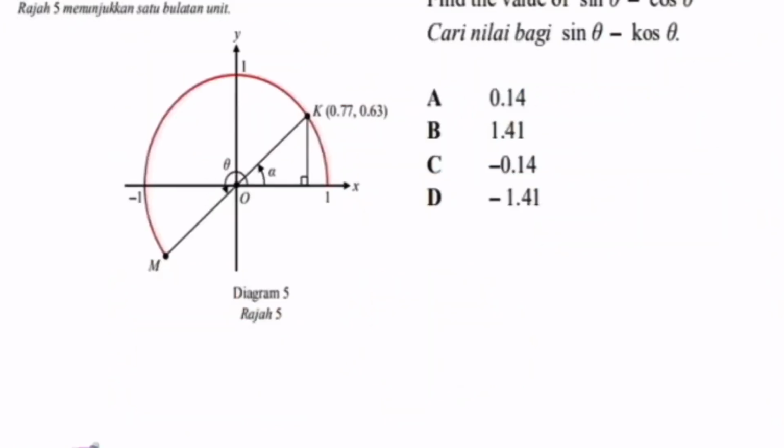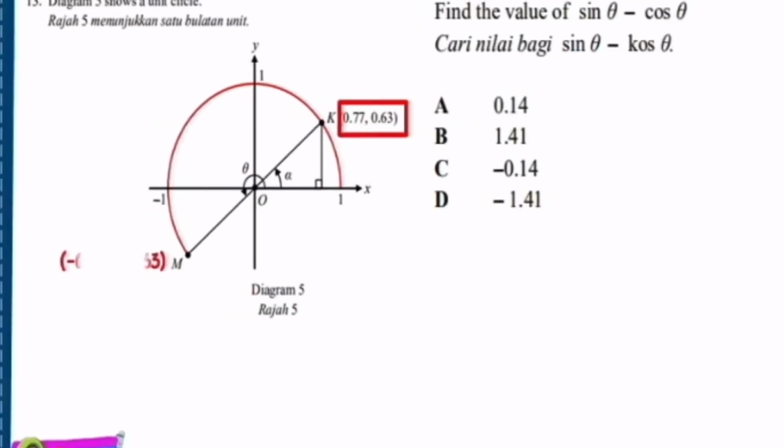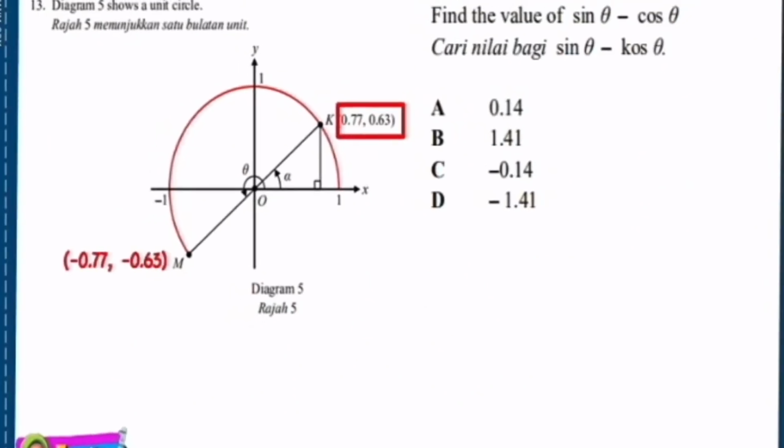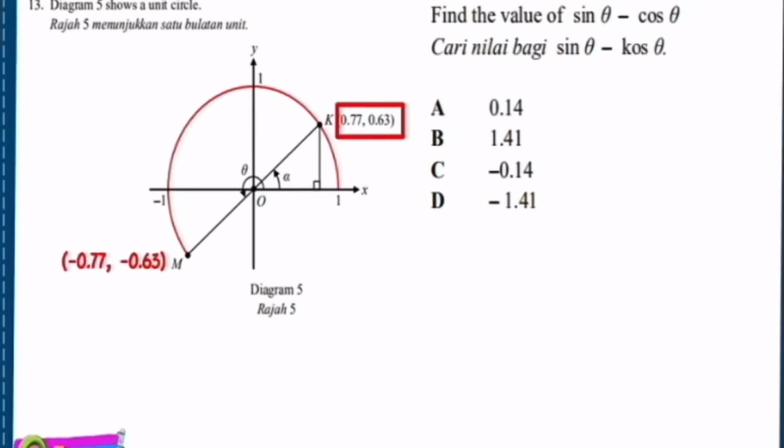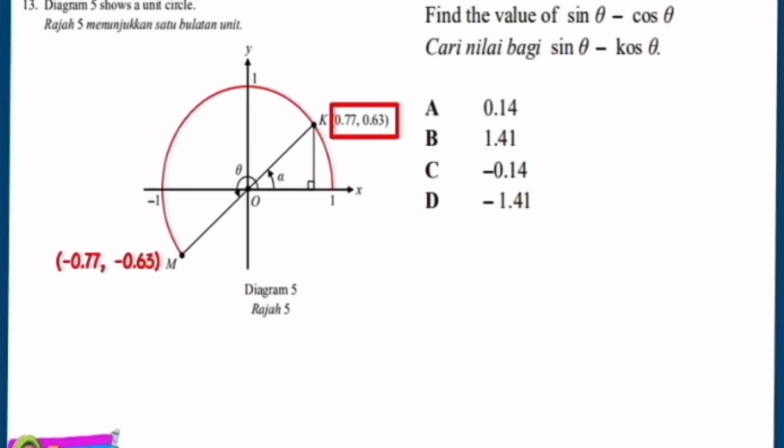So question number 13 is about the unit circle. You have learned unit circle. Unit circle means a circle with a radius 1 unit. Again, repeat. Unit circle means what? A circle with a radius 1 unit. Okay, so now you look at the unit circle. You can actually label the point M. M actually should be negative 0.77 and negative 0.63.